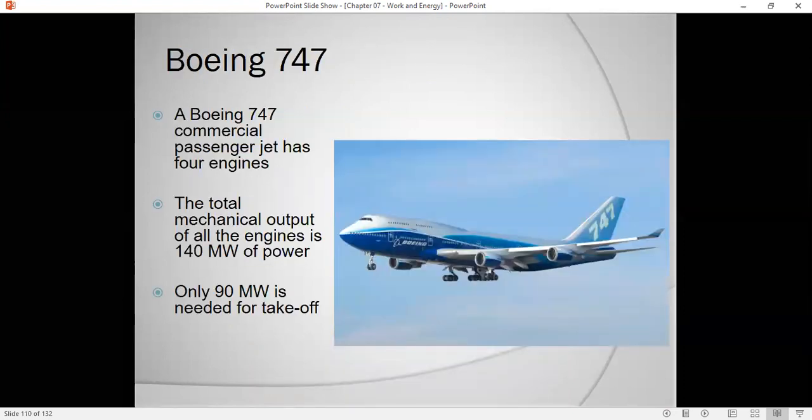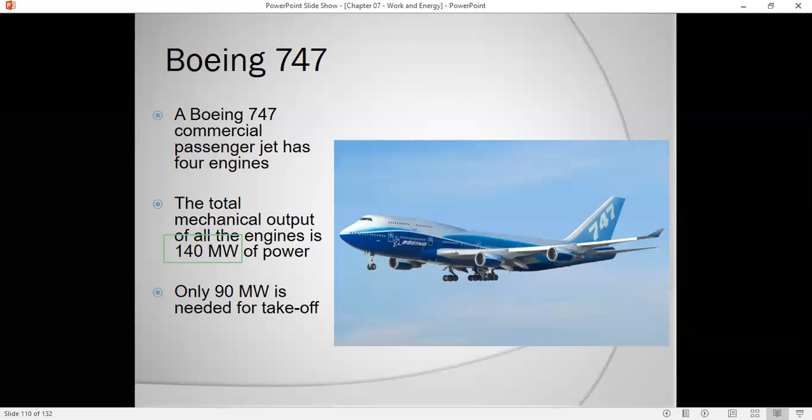Oh, Boeing 747, very sad. They're starting to retire these. You'll only see them as cargo planes in the not too distant future. These jets use, I believe, the GE next gen engines. All four engines together, they're smaller than the GE 90s, by the way, produce a total net power of 140 megawatts.